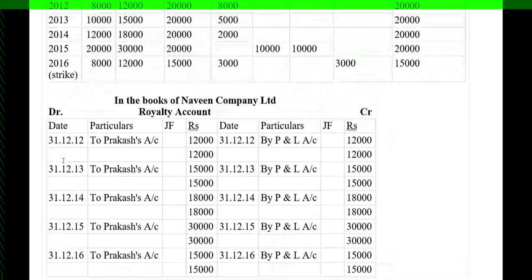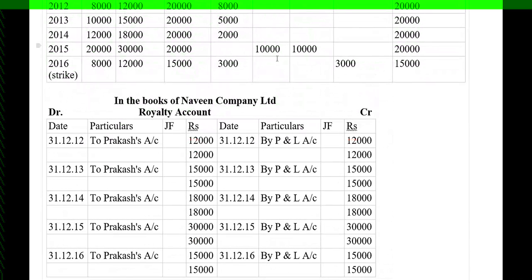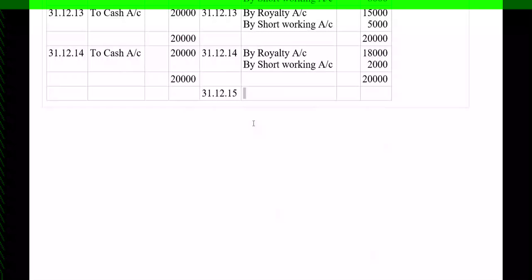So in the fourth year, that is on 31st 12 2015. Now let us see the chart here. Here there is the recovery of rupees 10,000, right? So when the royalty is payable, then entry will be royalty account debit to Prakash account. So Prakash account is credited by royalty account.